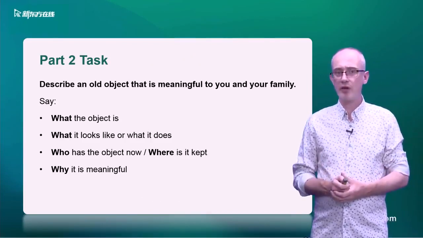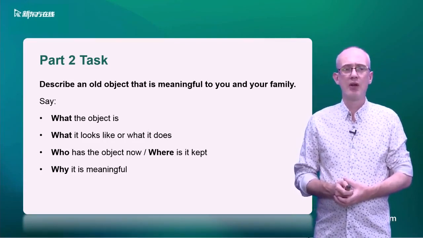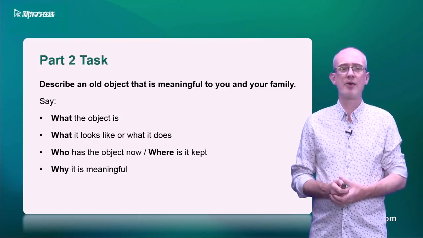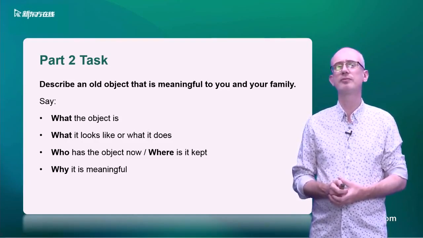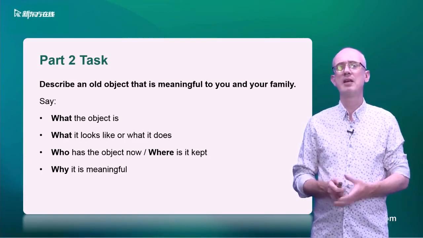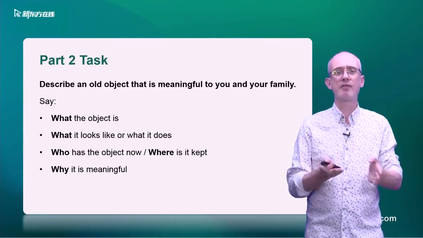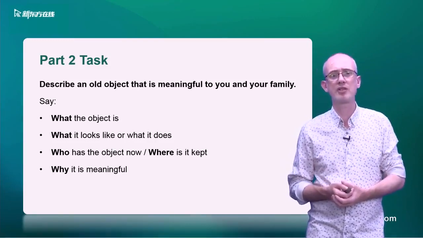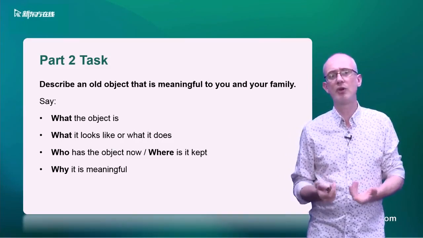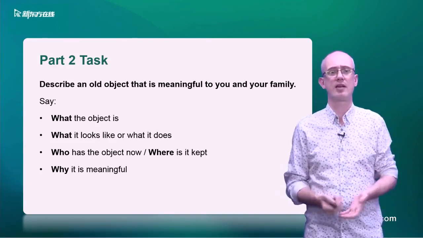Say what the object is, what it looks like and what it does, who has the object now, and where is it kept. Why is it meaningful? Okay. Pretty standard bullet points. Again, you will see a slight variety of different bullet points in the test, but they're pretty much the same and they follow a general WH logic. What, who, why, where, etc.